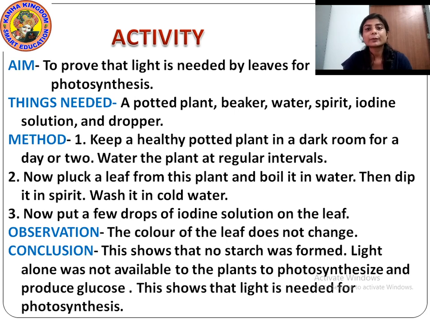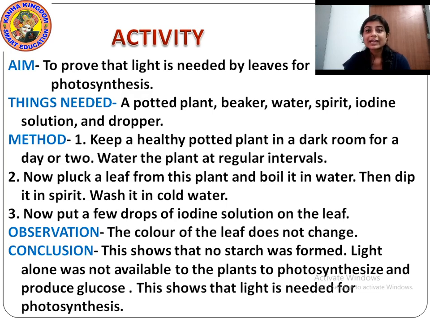And what is the method to perform this experiment? You keep that potted plant in a dark room and you continue to water that plant, but you keep it in a dark room so that there is no sunlight. Now pluck a leaf from that plant and boil it in water. After boiling that leaf, you pour some iodine solution on it and wash the leaf in cold water. You see whether the color of the leaf changes or not. You will notice that the color of the leaf will not change. Why?